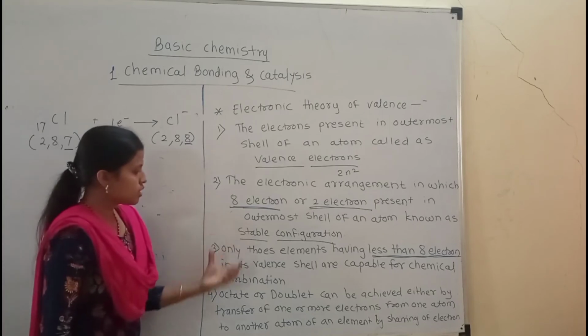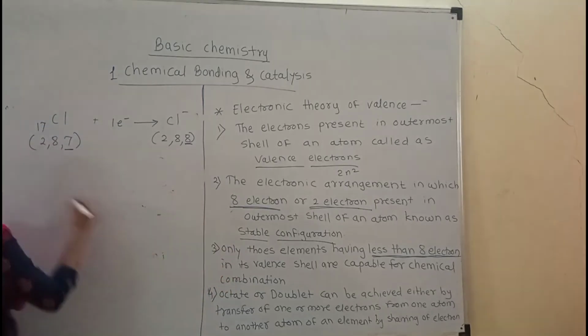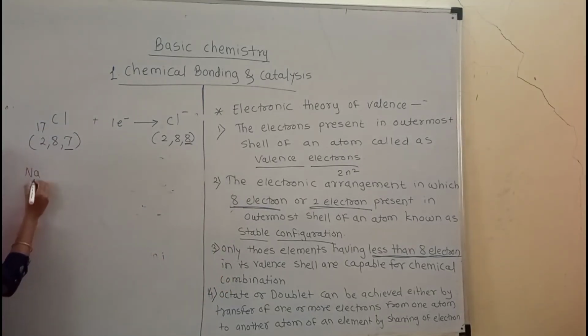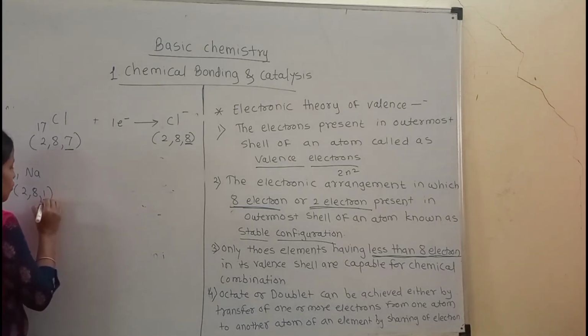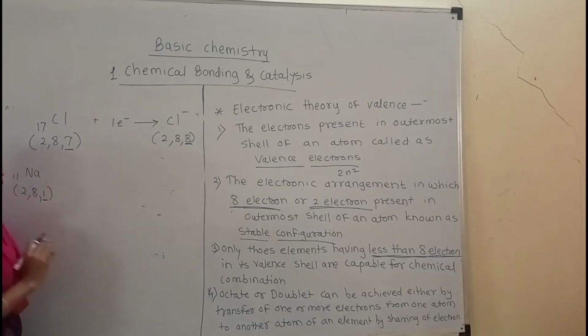Okay, let's clear this third point. Or we can take another example for clearing this topic. Sodium has atomic number 11, so its electronic configuration is 2, 8, 1. So the outermost shell of sodium contains 1 electron. So it does not have a stable configuration.